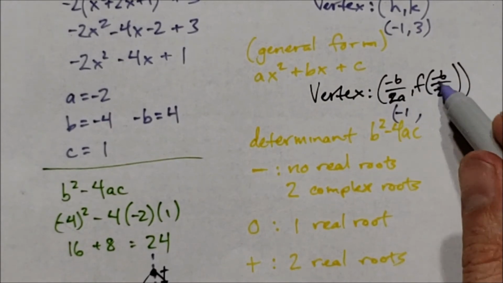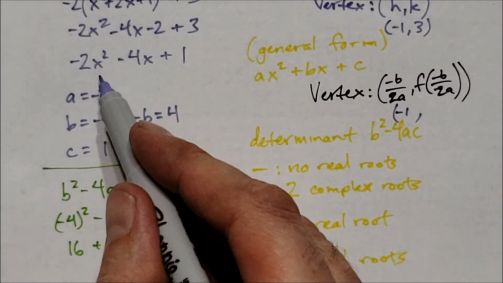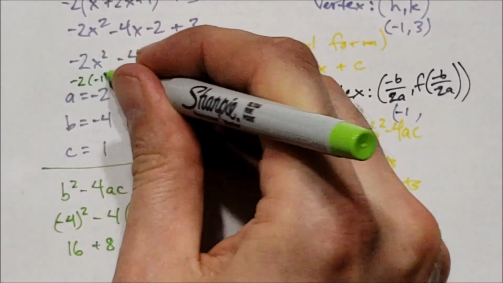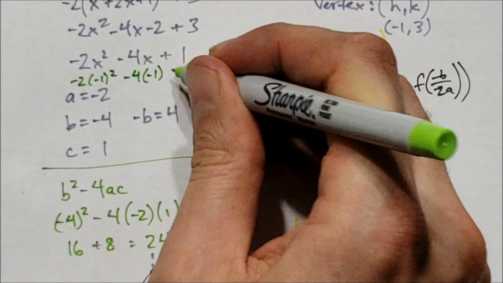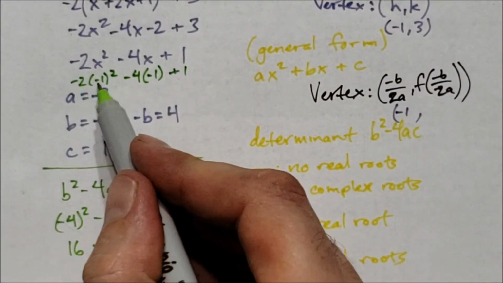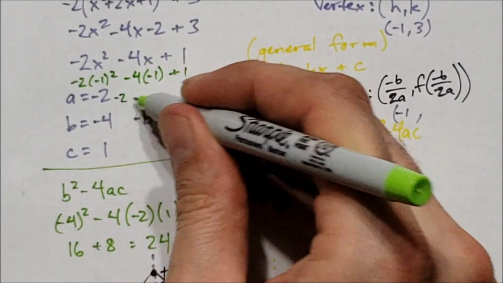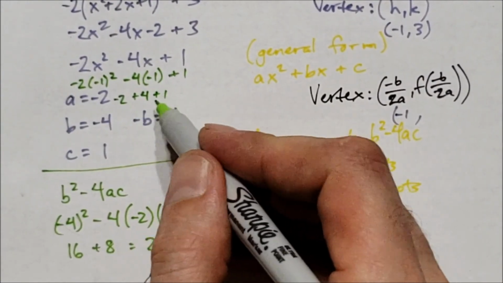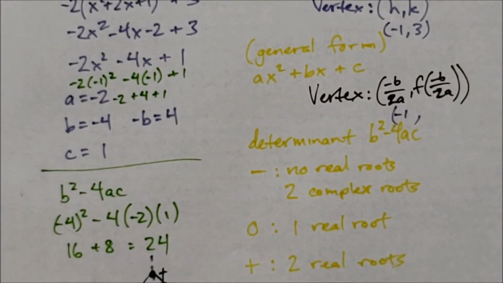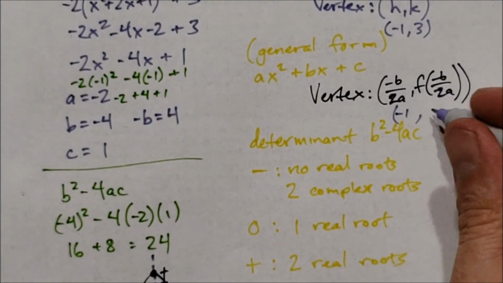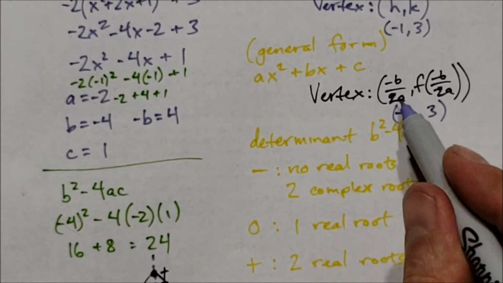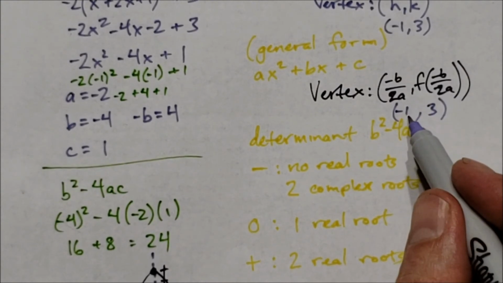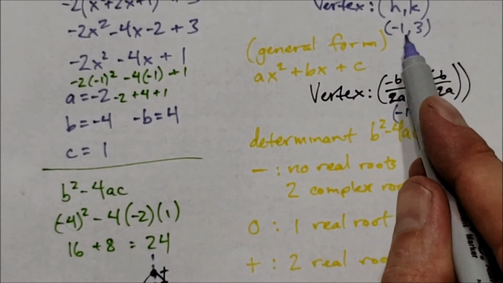Well, what about this business here? We're going to take the negative 1 and plug it back in here. So we're going to have negative 2 times negative 1 squared minus 4 times negative 1 plus 1. What is this? This is negative 2 times 1, so it's negative 2 plus 4 plus 1. What do we have? Negative 1 plus 4 is 3. Oh, that's good. It worked out. So when we plug the negative 1 back into the function, we get the output. If negative 1 is the input, 3 is the output.